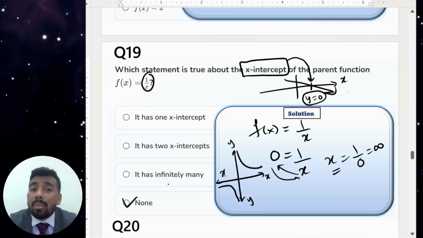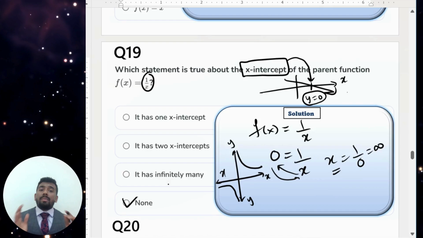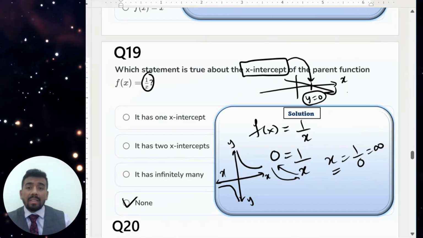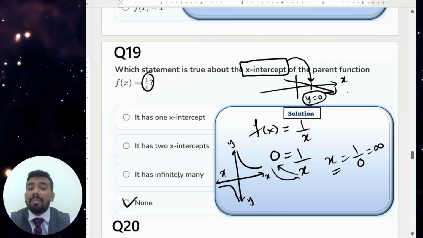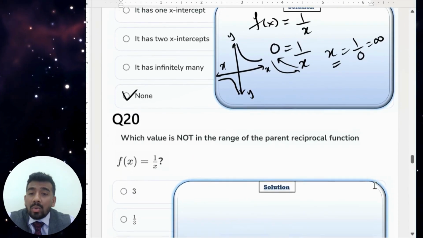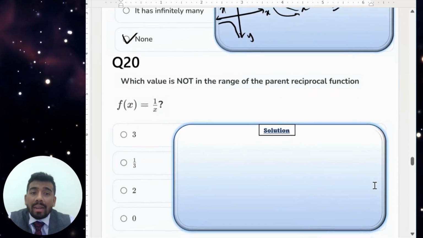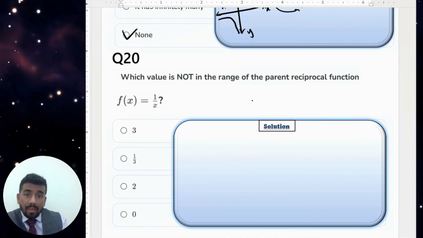Which statement is true about x-intercept? None is true because it neither has one intercept, nor two intercepts, nor infinitely many intercepts. Okay, which value is not in the range of the parent function? Now, what is the parent reciprocal function? This is the function. Okay.